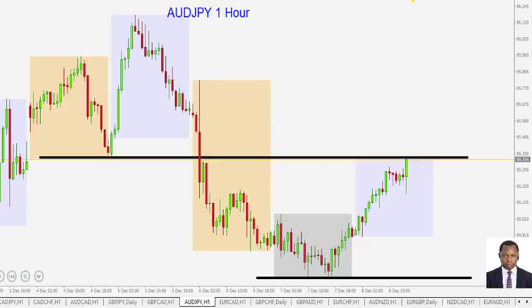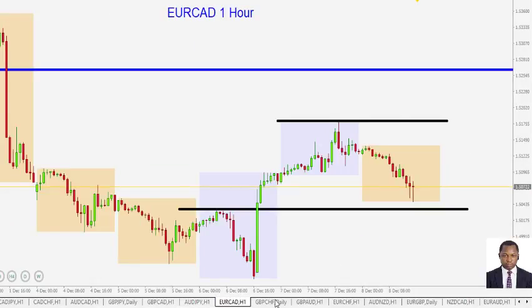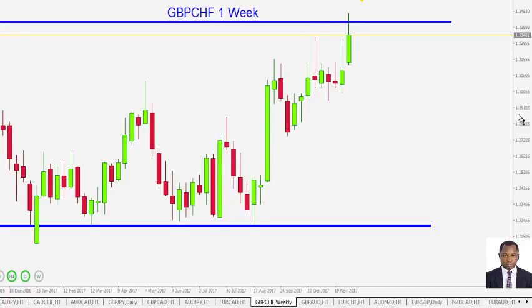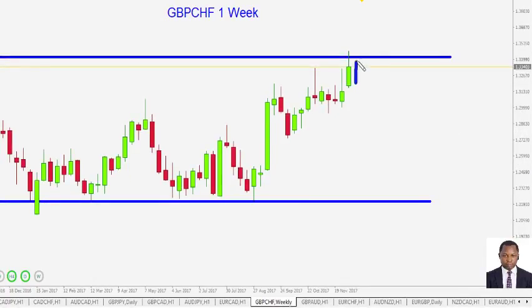Okay, the American dollar is losing some strength. American dollar is giving out some strength here. Just keep an eye on this. The sterling pounds against the Swiss franc seems to be bearish right now. Let's keep an eye on this weekly candle.